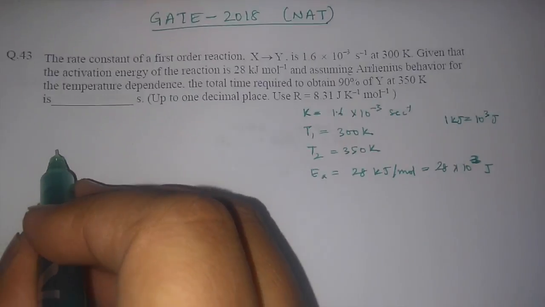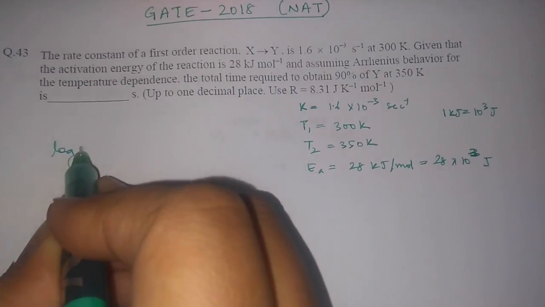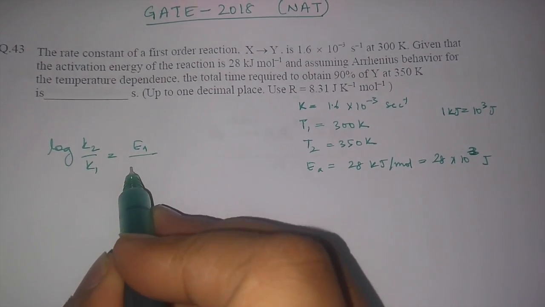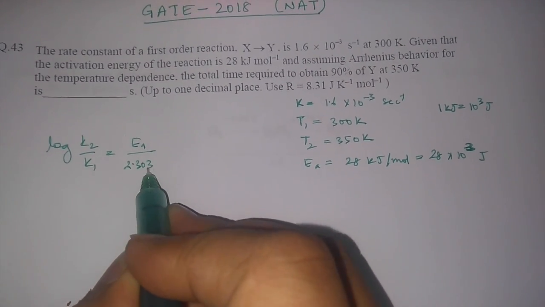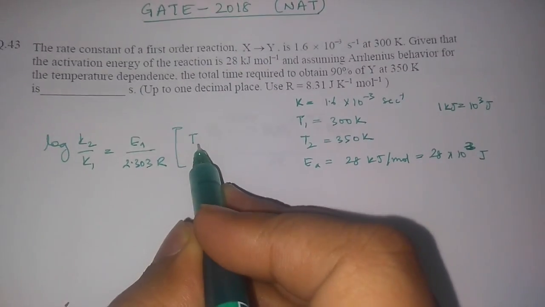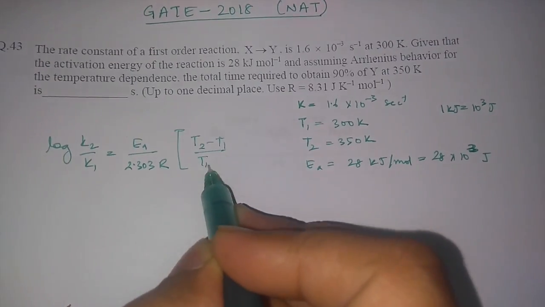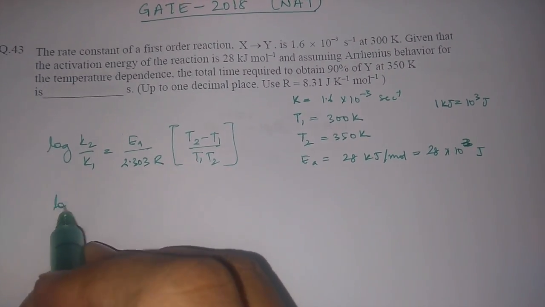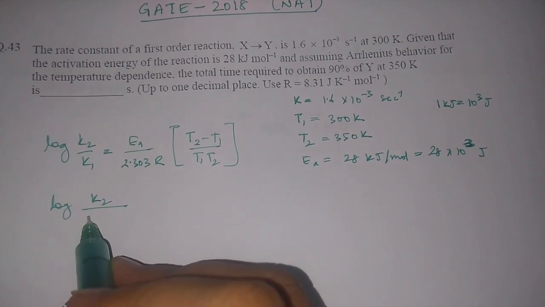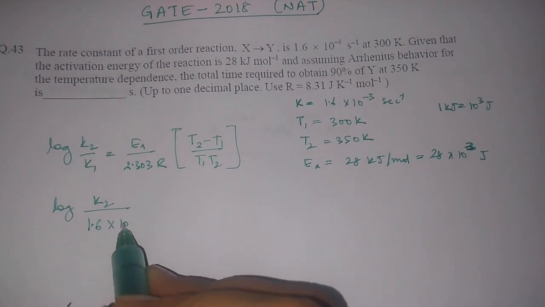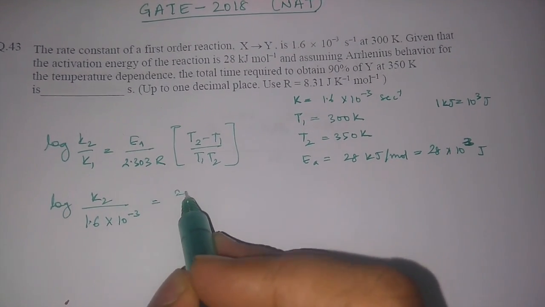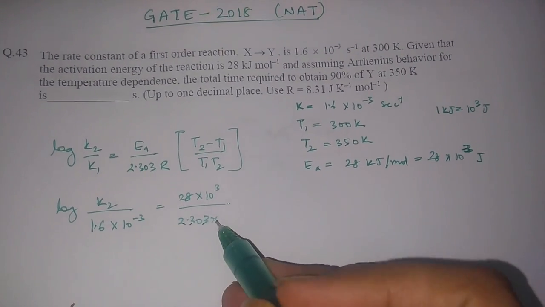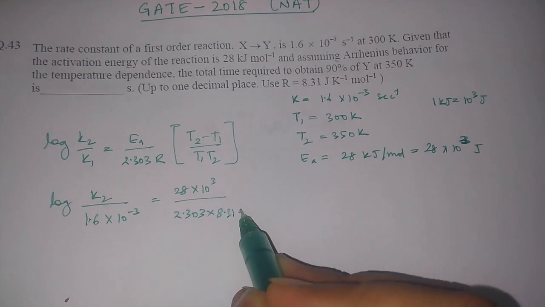Now if we use the Arrhenius equation, it is given by log K2 by K1 equals Ea upon 2.303 R, and in the bracket we have (T2 minus T1) upon T1 T2. So you will have log K2, that's what we don't know. K1 is given to you, that is 1.6 into 10 to the power minus 3. Ea is given, so 28 into 10 to the power 3 divided by 2.303. R value you all know, that is 8.314.